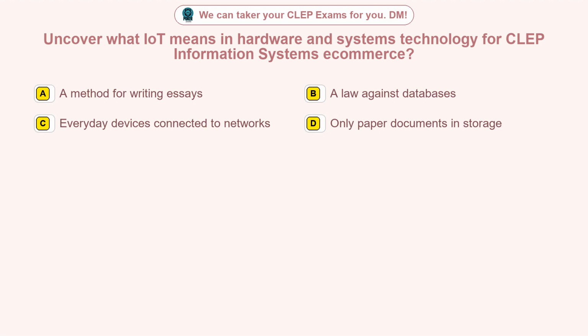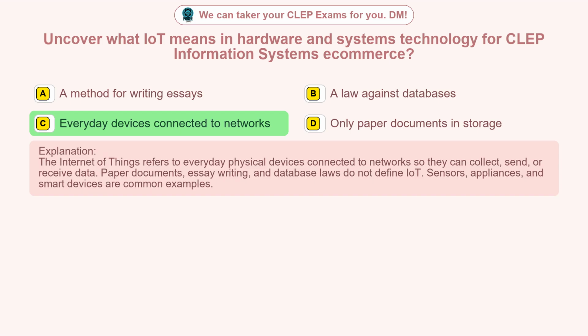Question 62. Uncover what IoT means in hardware and systems technology for CLEP Information Systems Ecommerce. Option A. A method for writing essays. Option B. A law against databases. Option C. Everyday devices connected to networks. Option D. Only paper documents in storage. The correct answer is option C. Everyday devices connected to networks.